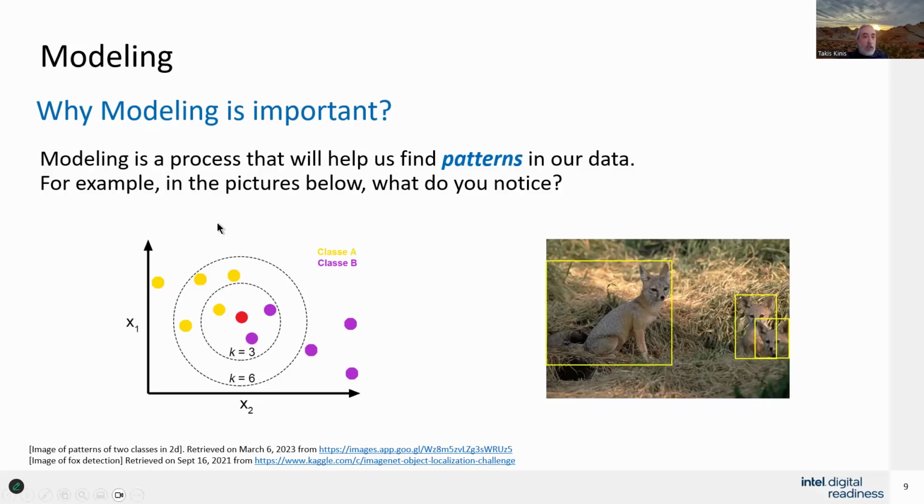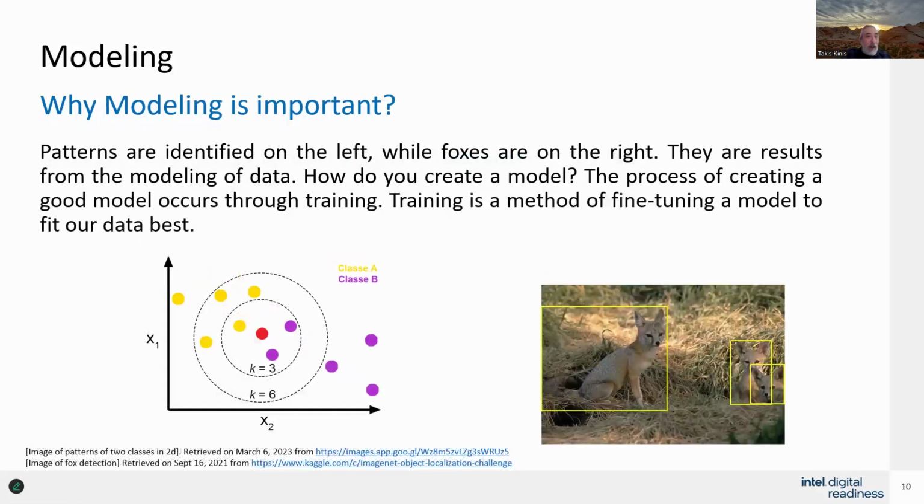I'm recognizing generally the yellow ones are over here and the purple ones are over there and the red ones in the middle. Well, there's no other red one, so I don't see a pattern with that one, but I do see a pattern with purple and I do see a pattern with yellow, right? And so how do we train machines or software to recognize these too?